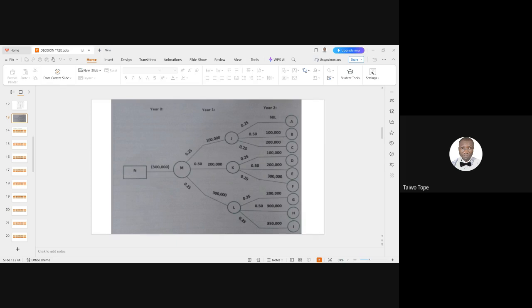The question is specific: what will be the probability? 0.065. So in percentage, the probability that the NPV will be negative will be what? 6.25%. That is for project A, for not A. The probability for year 1 and year 2 multiplied gives you the combined probability that the result will be negative.